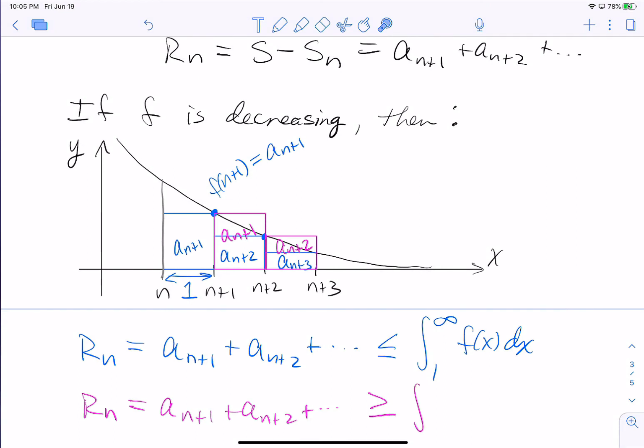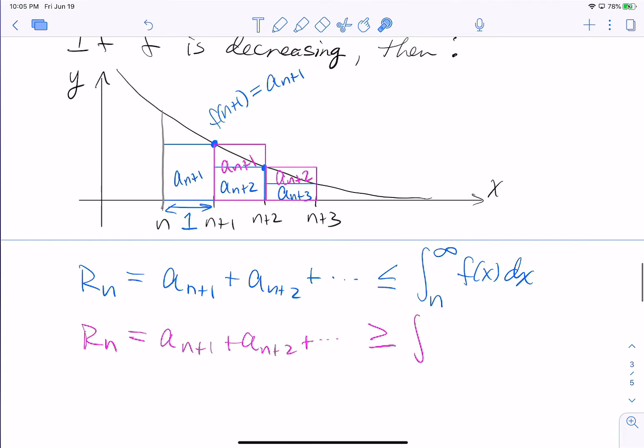I am stopping mid-sentence because I just realized I had a mistake in the blue one. Folks, I meant to write down that this integral started from n and went to infinity. So let me fix the blue one. So just to recap, r sub n is less than or equal to the integral from n to infinity of f of x dx. All right, cool.